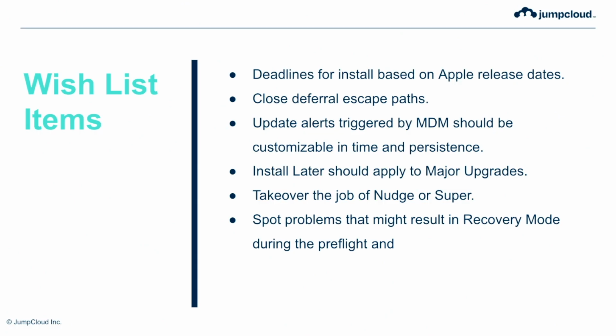So if I'm going to leave you with a wish list for all of this, I want deadlines for install based on Apple release dates. I want them to close the deferral escape paths that we've discovered, which can be as simple as just restarting your system, because at that point it just discards the update and takes you back to scratch. Whee! That's fun. I want update alerts to be triggered via MDM that should be customizable in time and persistence. I want install later to apply to major updates, because I want the ability to say, hey, 12.2.1, get to 13.4. That would be rad. Do it tonight.